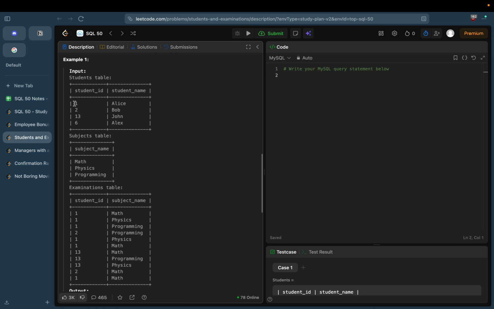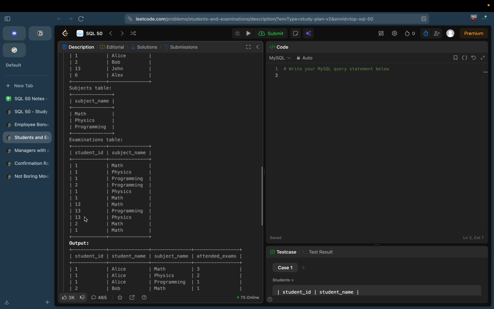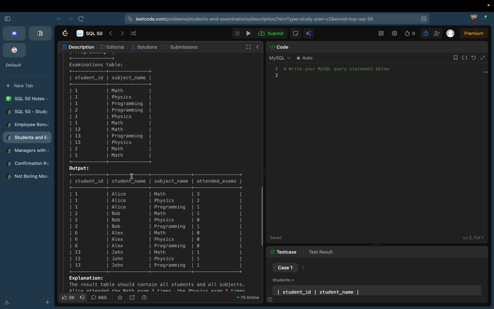I think that will be the best. We have the students table with these 4 students, these IDs, these names. We have the subjects table: math, physics, programming. With the cross join, what we want to essentially achieve is, for Alice with student ID 1, we should have 3 entries of math, physics and programming, and similarly for the rest of the students, so that a master student-subject table is used, and using that we find information on the counts of examinations happening. So let's look at a few examples.